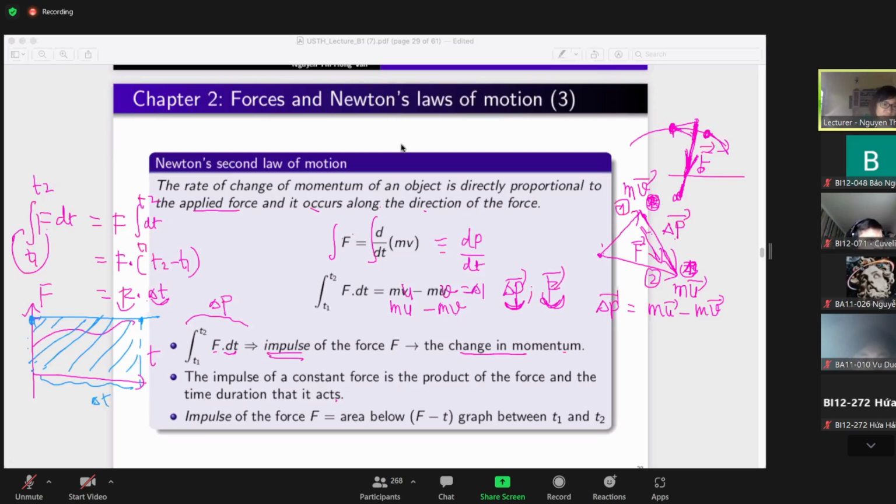And how about the case when F depends on time, changing with time, you have a curve like this. So in this case, the integral of this is also the area of the part limited by this line and the horizontal axis. That is the area below the F-t graph between T1 and T2. For example, T1 here, T2 here. That is the impulse of the force.